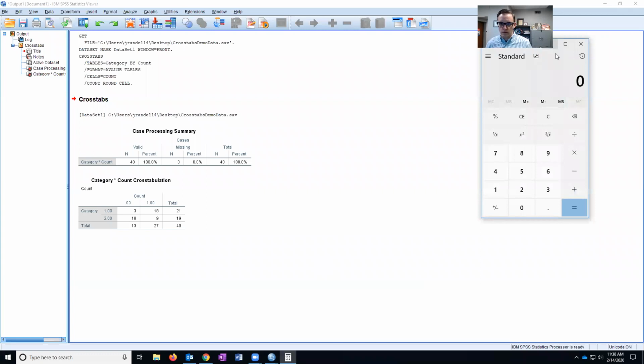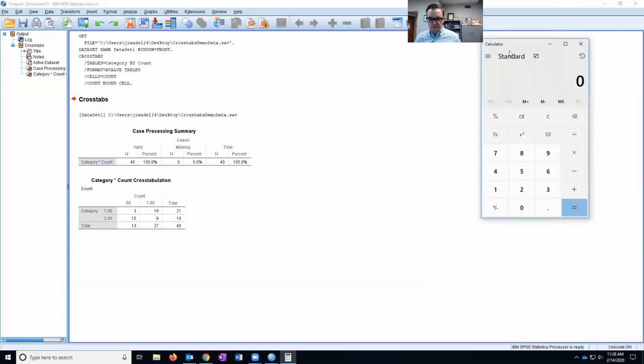So in this case, 18 divided by 21 gives us our proportion. We multiply that by 100. There we go. 85% of the time, category 1 is responding with 1. Well, what about in category 2? Again, we just take 9 divided by 19, and we multiply that by 100. So this is our proportion. We multiply that by 100. 47% of the time, category 2 has the option of 1.